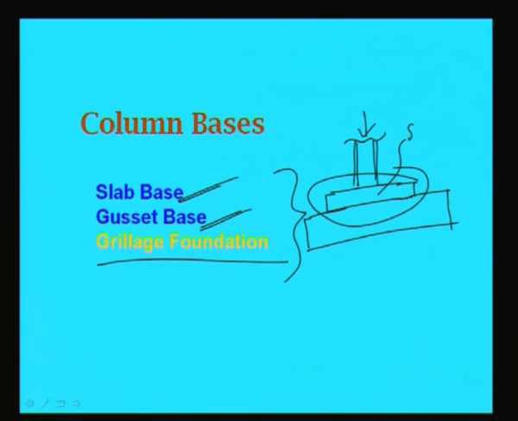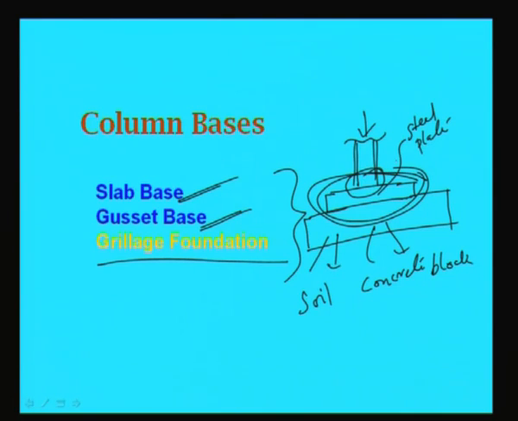So this is the steel plate and this is the concrete block, right. Then it will be transferred to the soil. In this way we generally transfer. Now, how to join this column and this steel plate? This is one aspect. What should be the dimension of the steel plate so that the plate will be able to carry that much load? This aspect we have to see.